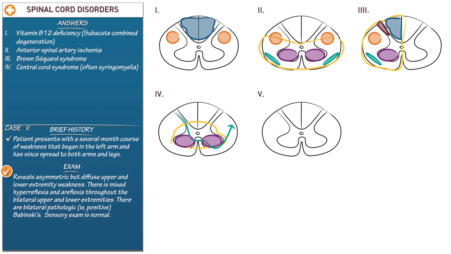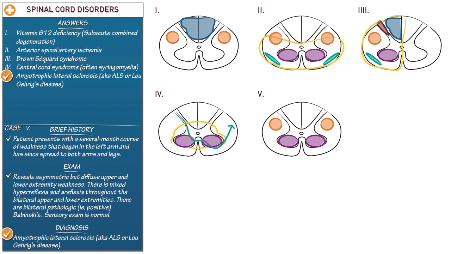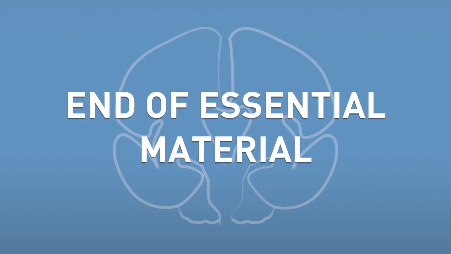Sensory exam is normal. Show that the presence of motor weakness in conjunction with mixed hyperreflexia and areflexia with bilateral pathologic Babinski's and a normal sensory exam suggests both corticospinal tract and anterior motor horn involvement. Indicate that this constellation of deficits is often found in amyotrophic lateral sclerosis, also known as ALS or Lou Gehrig's disease. This ends our essential material.